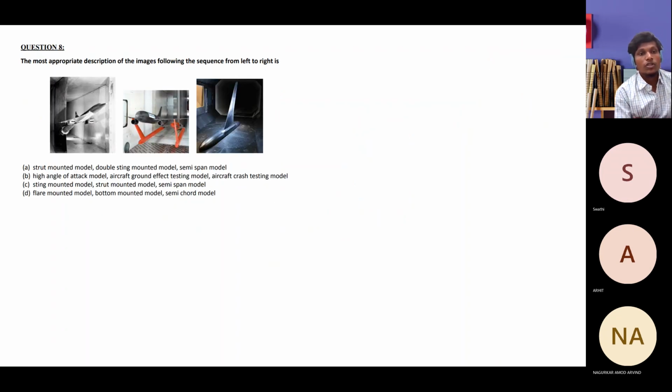So can you answer this question? What is this? First one is sting mounted. Second one is strut mounted, and third one is semi span model. Very good. So it is very clear. The naming from the representation also is very clear. First one is a sting mounted, where you mount the model in the way that we are seeing in this particular image.